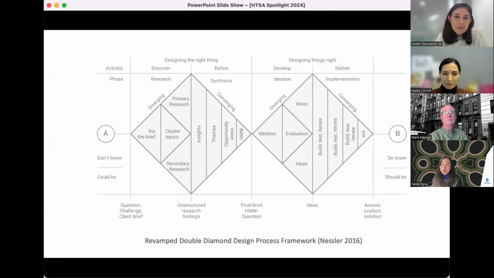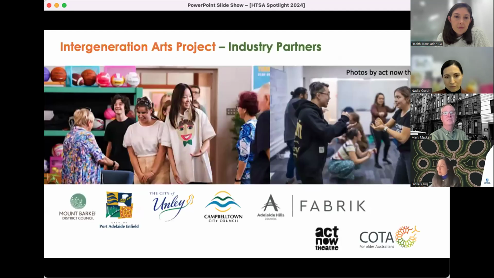So we did a scoping review, trying to understand in terms of co-design for intergenerational programs what has been done worldwide. But we also made contact and interviewed program leaders across 5 councils. So just go back to this slide I shared earlier. That's including Mount Barker Council, Port Adelaide Enfield, Unley, Campbelltown, and Adelaide Hills.